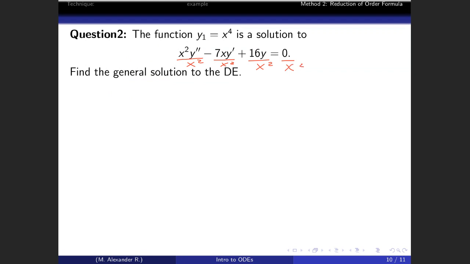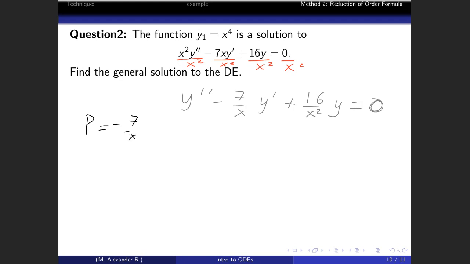And so we'll get the following equation. We'll get y double prime minus, and then this turns out to be negative 7 over x y prime plus 16 over x squared y is equal to 0. Okay, so let me just double check my calculation for the p function. 7x divided by x squared gives us a negative 7 over x. All right, so here we need to identify the p function. The p function is negative 7 over x.